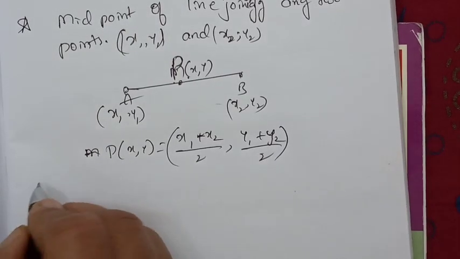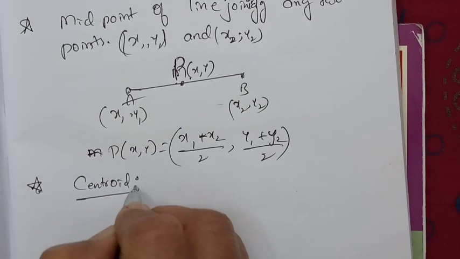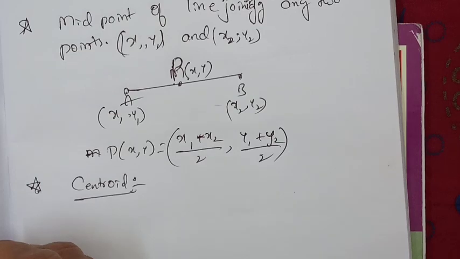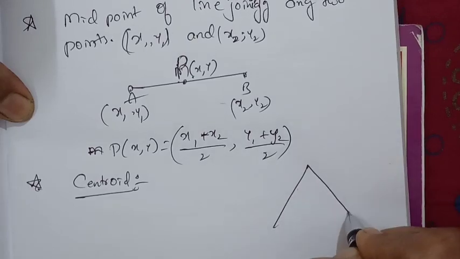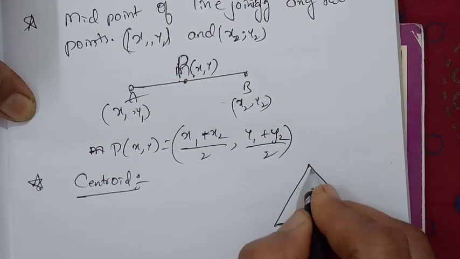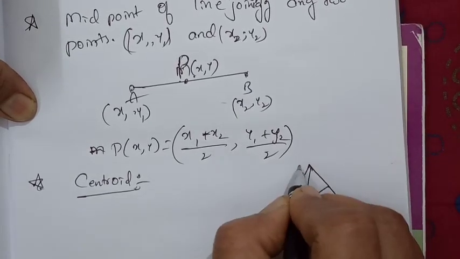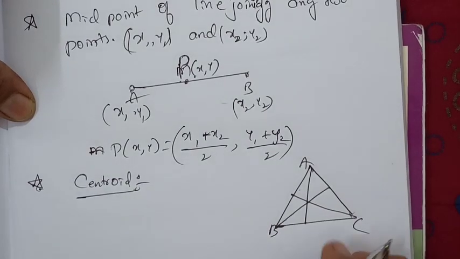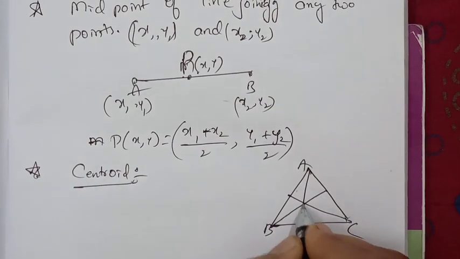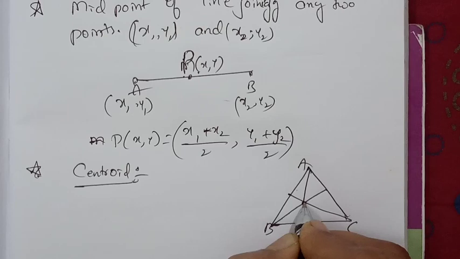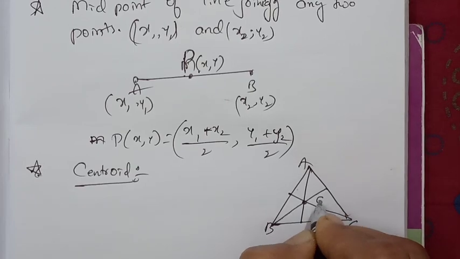So now we will go with the next formula, centroid. What is centroid, children? Centroid is the point of intersection of three medians. Suppose this is a triangle. This is one median, another median, and third median. A, B, C. Do you know at what ratio the median divides? Either 2:1 or 1:2. This is a point of concurrence. Point of concurrence of three medians is known as the centroid. Centroid is denoted by G.